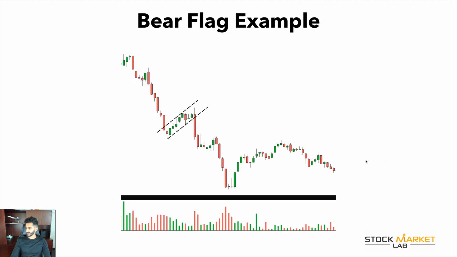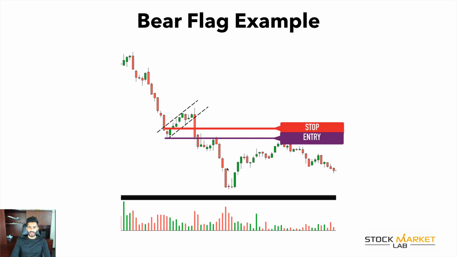Let's look at some examples. Right here, we can see strong move down, nice volume. Look at the pullback. As it starts pulling back, look what happens to the volume. Volume starts going down. That is a strong sign. Right when it breaks the trend line, as soon as it breaks the trend line, volume increase, volume increase. That is showcasing strong, aggressive selling. Entry point right there, and you can put your stop.